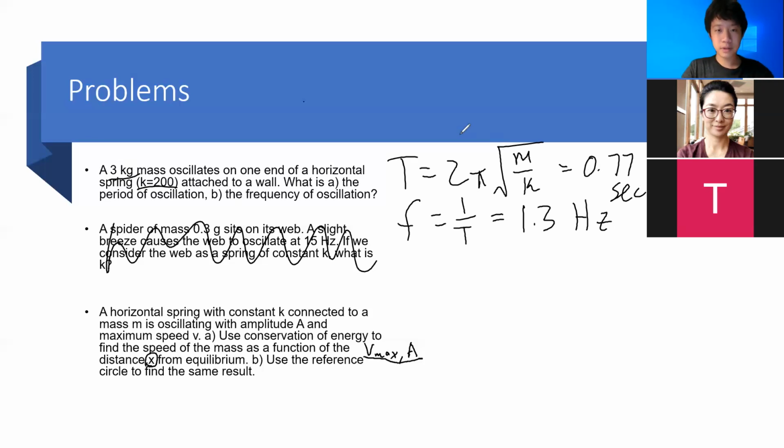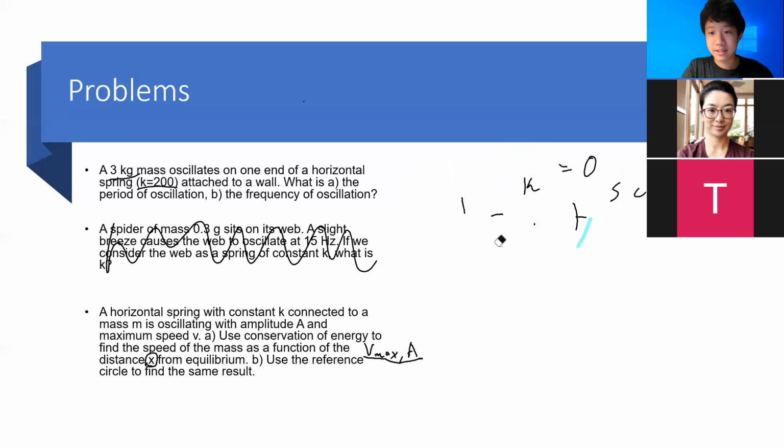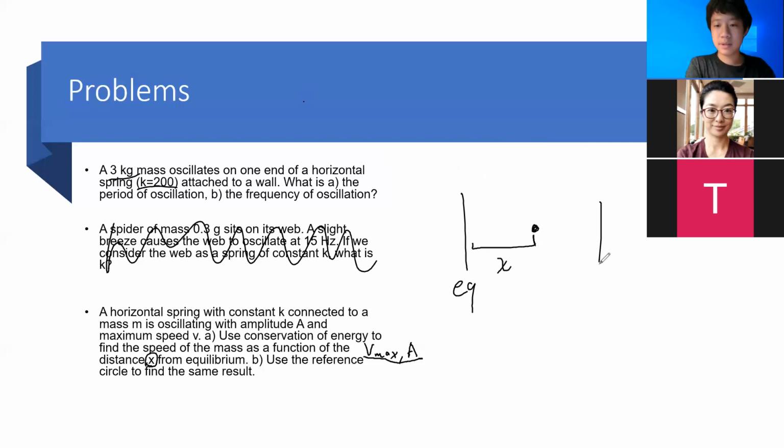Okay. Now for the second one, we're going to have to use conservation of energy to find the speed of the mass as a function of the distance the object is from equilibrium. So all we need to do is use conservation of energy here. So let's first draw a diagram. Here, this is the equilibrium point. And let's say the object is here, and the amplitude is right here.